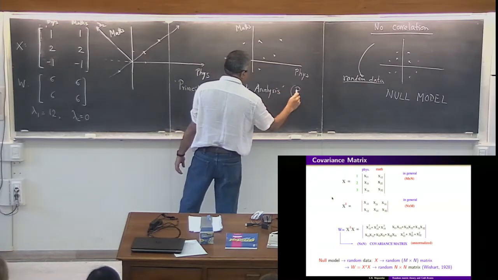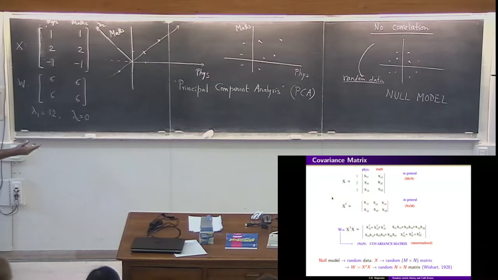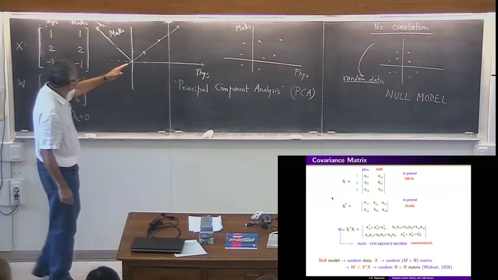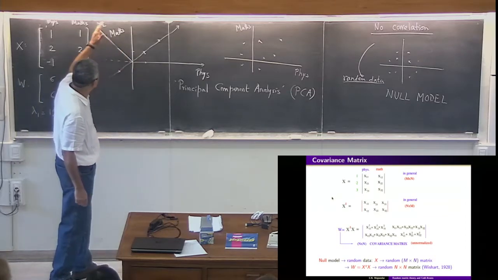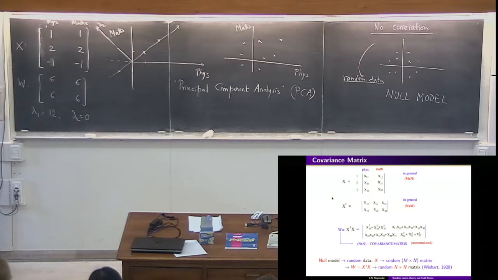It's called the PCA. The technique is basically this: imagine that you have a situation where lambda 1 equals 12 and lambda 2 equals 0. Then you will say that there is perfect correlation in that direction, there is no fluctuation in that direction. Lambda 2 is 0, so I can actually reduce my data.